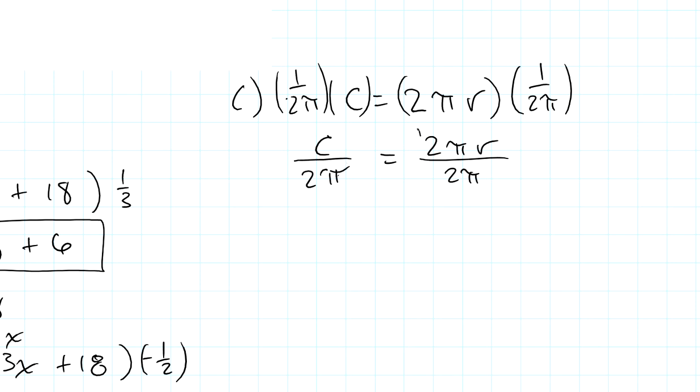And I think you can see now the reason why I multiplied by 1 over 2 pi was because it creates a giant 1 on the right hand side, leaving r all alone. So the radius of a circle is the length of its circumference divided by twice pi.